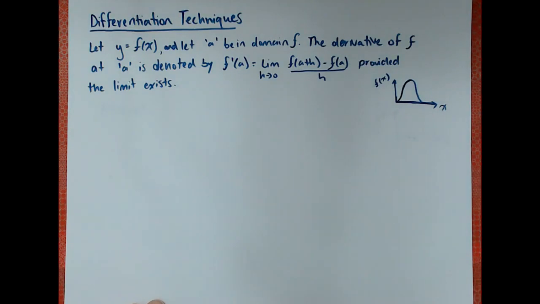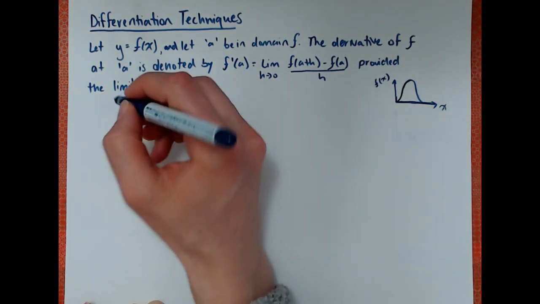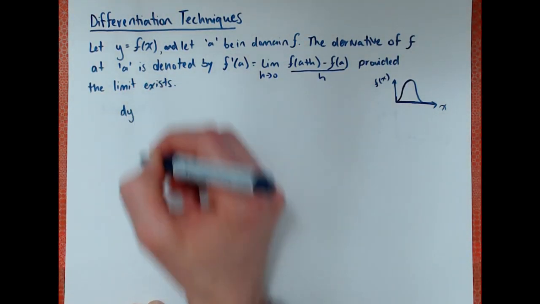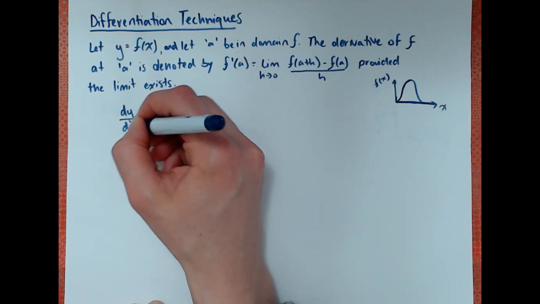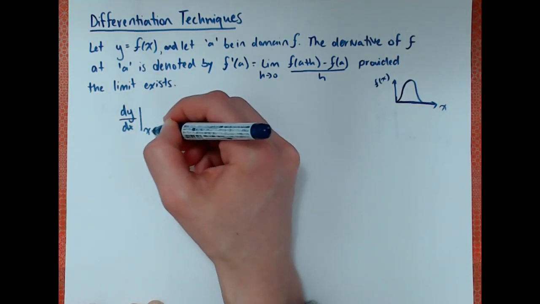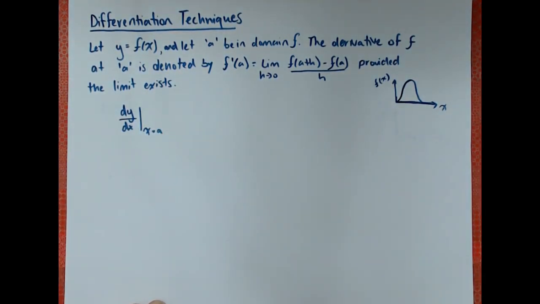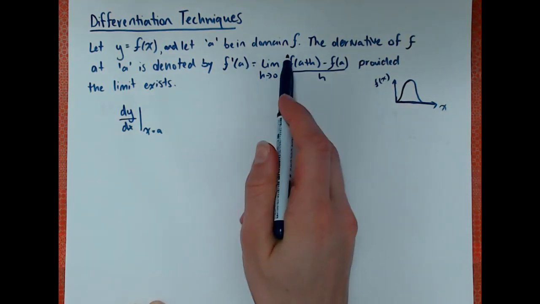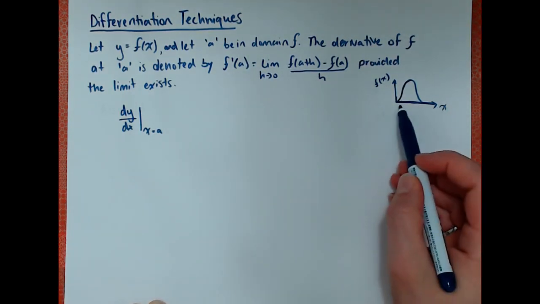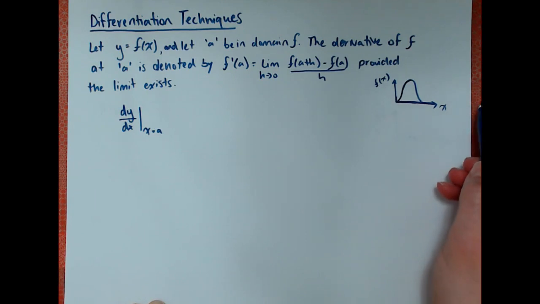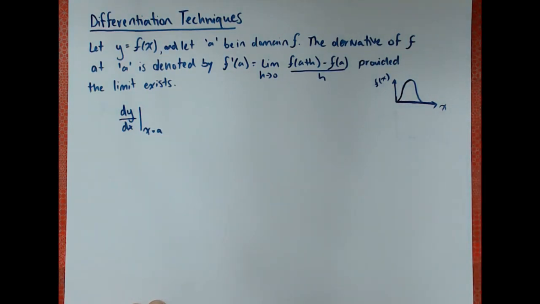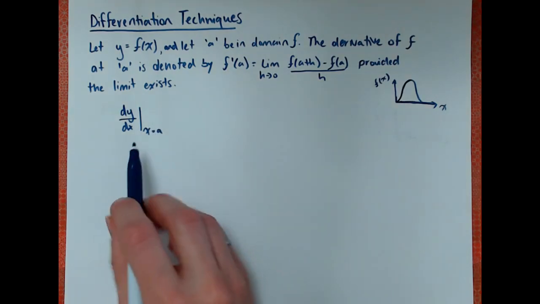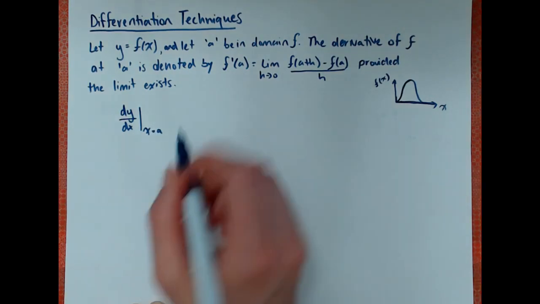So sometimes we want to evaluate a derivative at a specific moment. So we might say we want the derivative of y with respect to x, and we want to evaluate it when x is equal to a. When we say in the domain of f here, we're saying that a has to be somewhere along here. If a is way over here in the middle of nowhere, then it's just not applicable to this problem. So we can denote this with this notation.